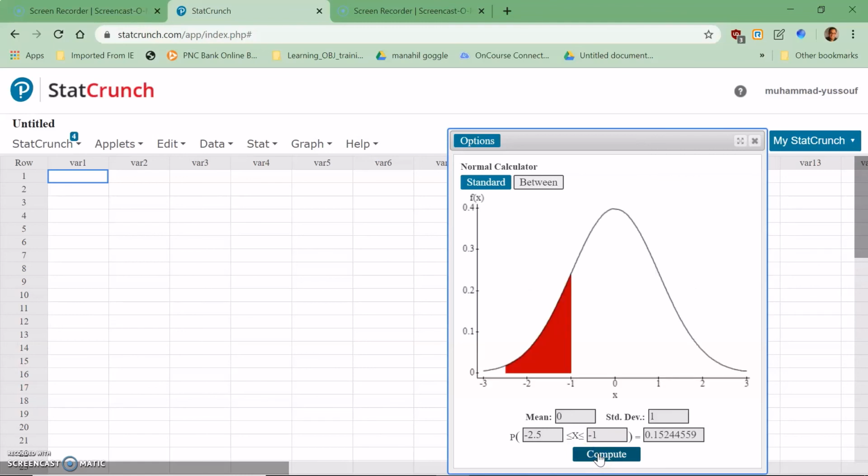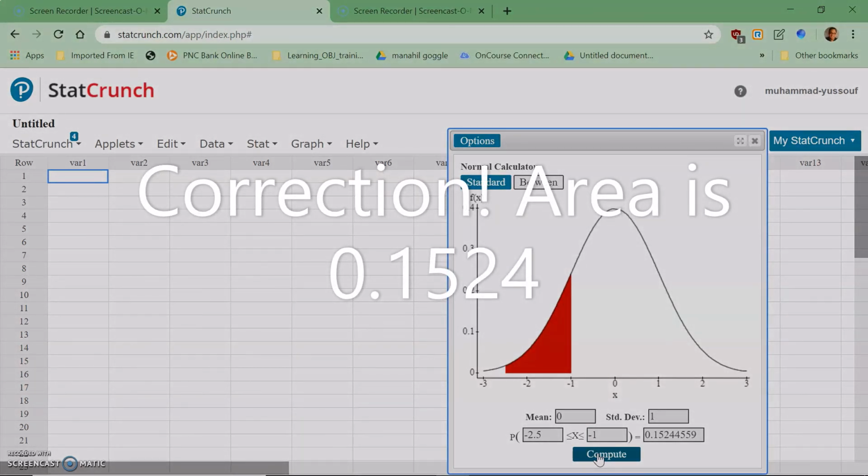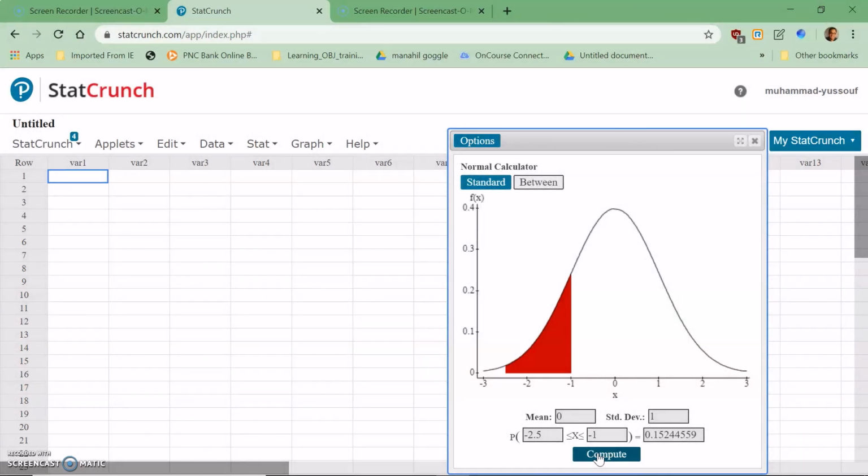Here it is. So the area comes out to be 0.1544 or 0.1545. That's the area. Look at this one. This is the red area. This is the left of -1, subtracted by the area to the left of -2.5, and this is the area we are getting. You can do the same computation by using Microsoft Excel, or by hand computation, but I have shown you how you can do it using StatCrunch just to save some time. Thanks for watching.